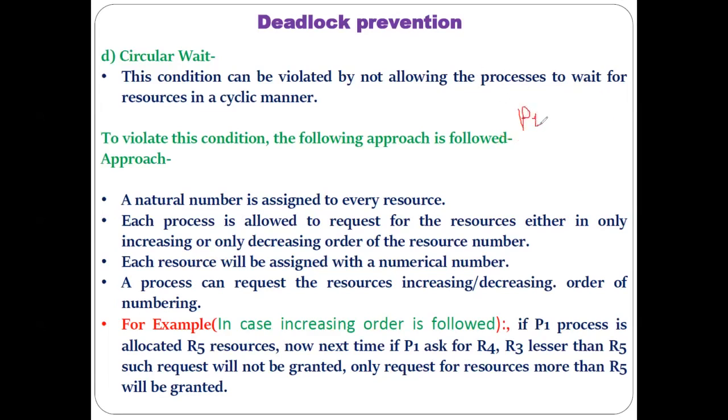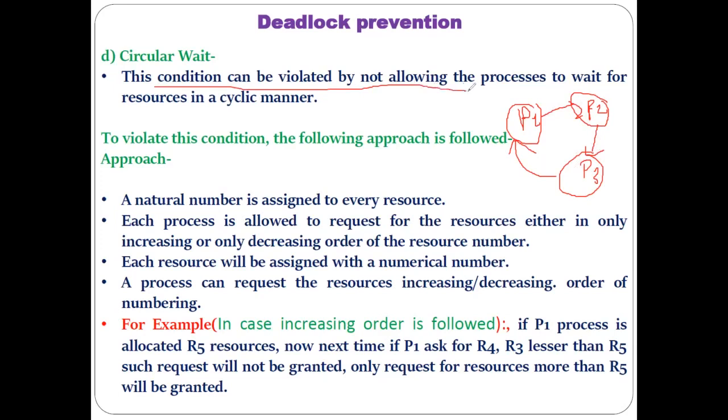There is a process P1 which is requiring the resource which is held by P2. There is a process P2 which is requiring the resource which is held by P3. There is a process P3 which is requiring the resource which is being held by P1. So this is nothing but what is called a circular wait. Okay, this is called a circular wait.